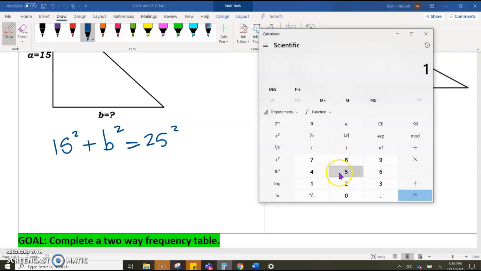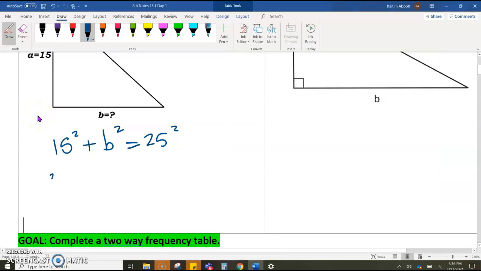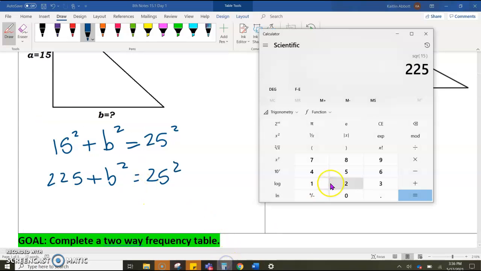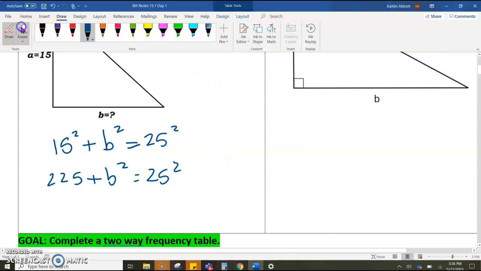So we got 15 squared is this handy dandy button. So we got 225 plus b squared equals 25 squared. So let's do 25 squared button, or you do 25 times 25, 625. Oh, Mrs. Abbott, we should have, let me hang on, I'm going to erase this. So it is, what did we say, 625?